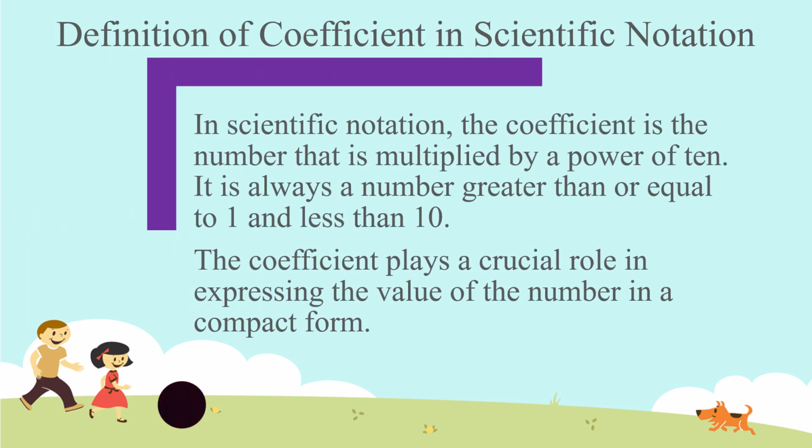Let's start with the definition of coefficient in scientific notation. In scientific notation, the coefficient is the number that is multiplied by a power of 10. It is always a number greater than or equal to 1 and less than 10. The coefficient plays a crucial role in expressing the value of the number in a compact form.